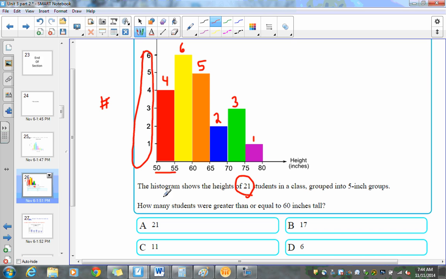So the question, how many students were greater or equal to 60 inches tall? So really quick, 60 is right here. So that means everything, and of course this is the 60-inch line that I'm highlighting in purple here. So that means everything from this line over will be my answer. Let's see, 5, 2, 3, 1, that's 11.